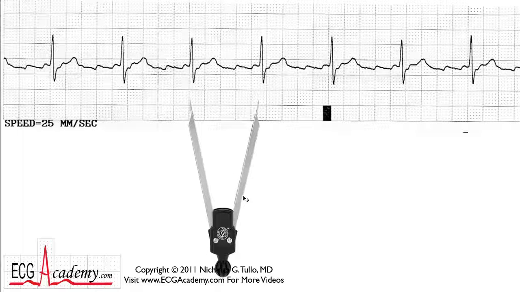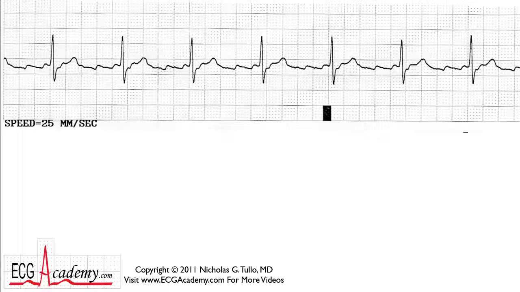What's the rate there? If we count heavy boxes, 300, 150, 100, 75, 60, it's between 60 and 75 beats per minute, so we'll call it 68. Well, that's fine. So we have a regular rhythm at 68 beats per minute, and now, of course, what we should do is look for atrial activity.